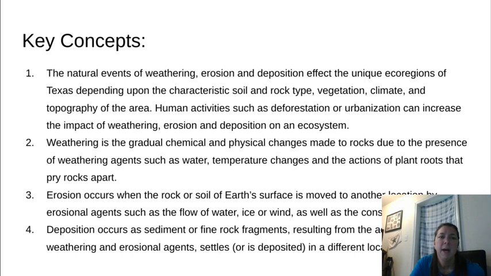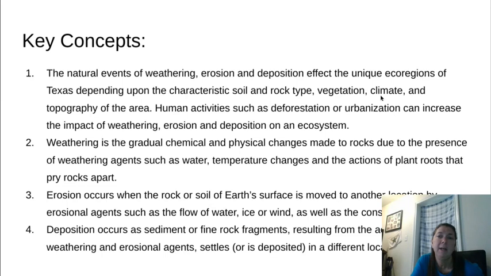The first one: the natural events of weathering, erosion, and deposition affect the unique ecoregions of Texas depending on the characteristics of the soil, the kinds of rock located in that area, and the vegetation, meaning how much. Is it an open plain area full of grass? Is there a lot of trees? We have learned that the more vegetation you have in an area, the more plant life rooted in the soil, your erosion process tends to slow down because the roots are acting like little anchors. They're like little fingers holding the soil in place. So the more plants you have, typically the less erosion you will have.